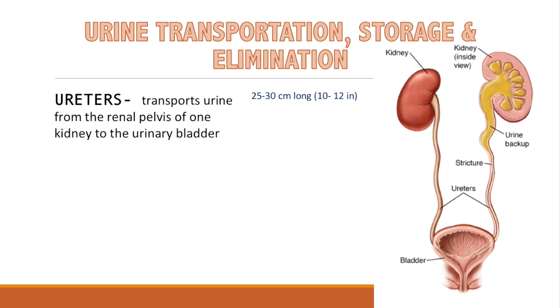Three layers of tissue form the wall of the ureters. The deepest coat, which is called the mucosa, the middle or the intermediate, which is called the muscularis, and the superficial coat of the ureter, which is called the adventitia.